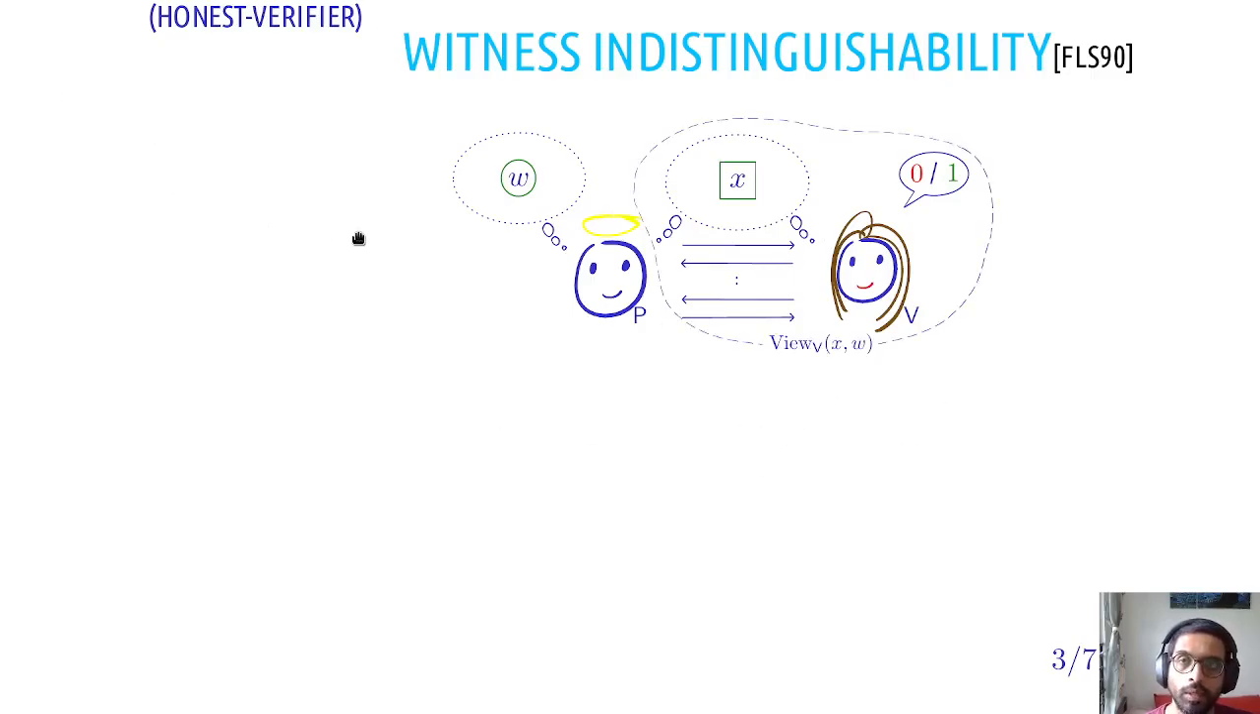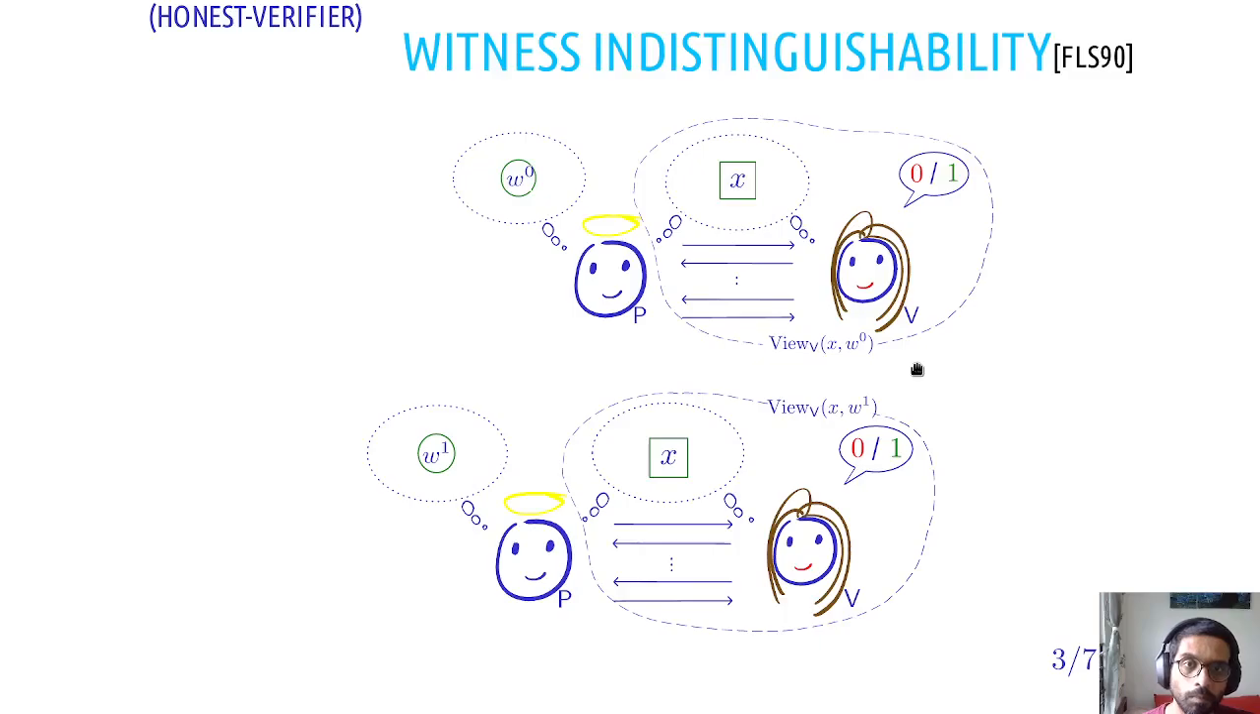So here we will consider honest provers. We will restrict to honest provers, and the view of the honest verifier is, as the name suggests, whatever it views in the protocol. So it would consist of the instances, the messages, and also the internal coins of the verifier.